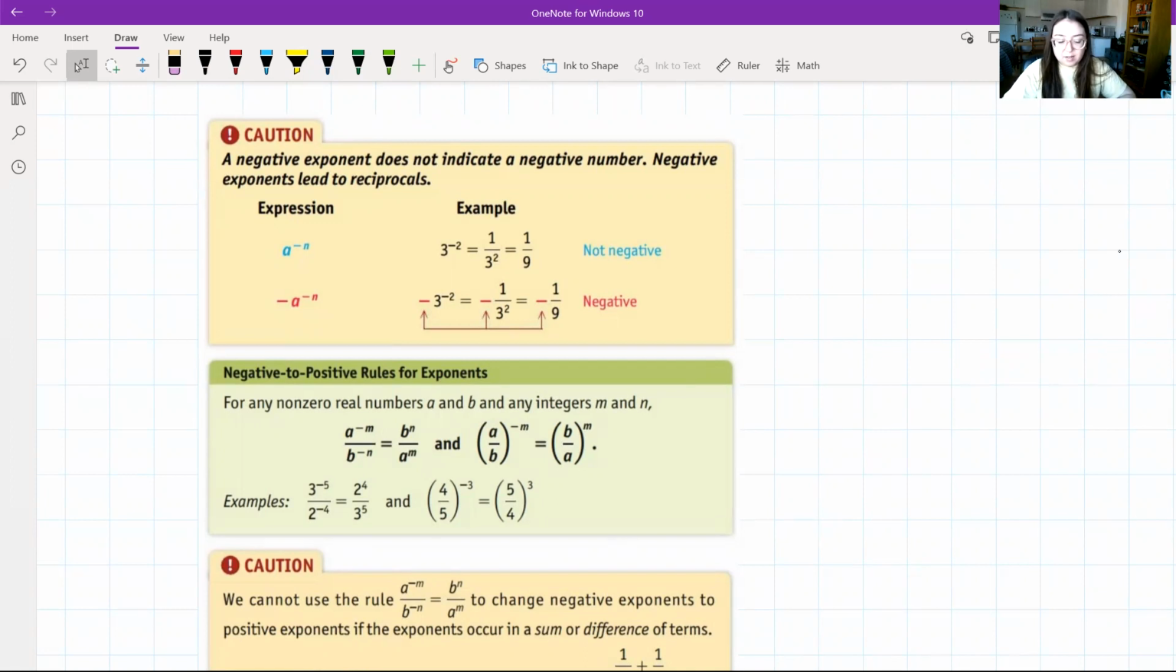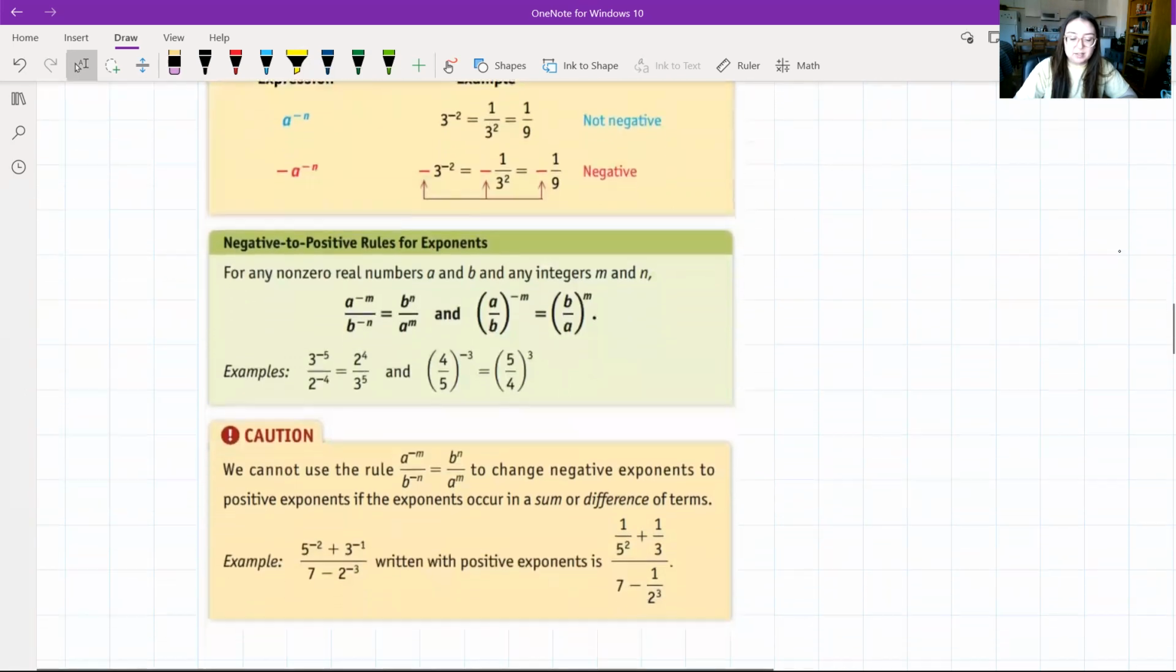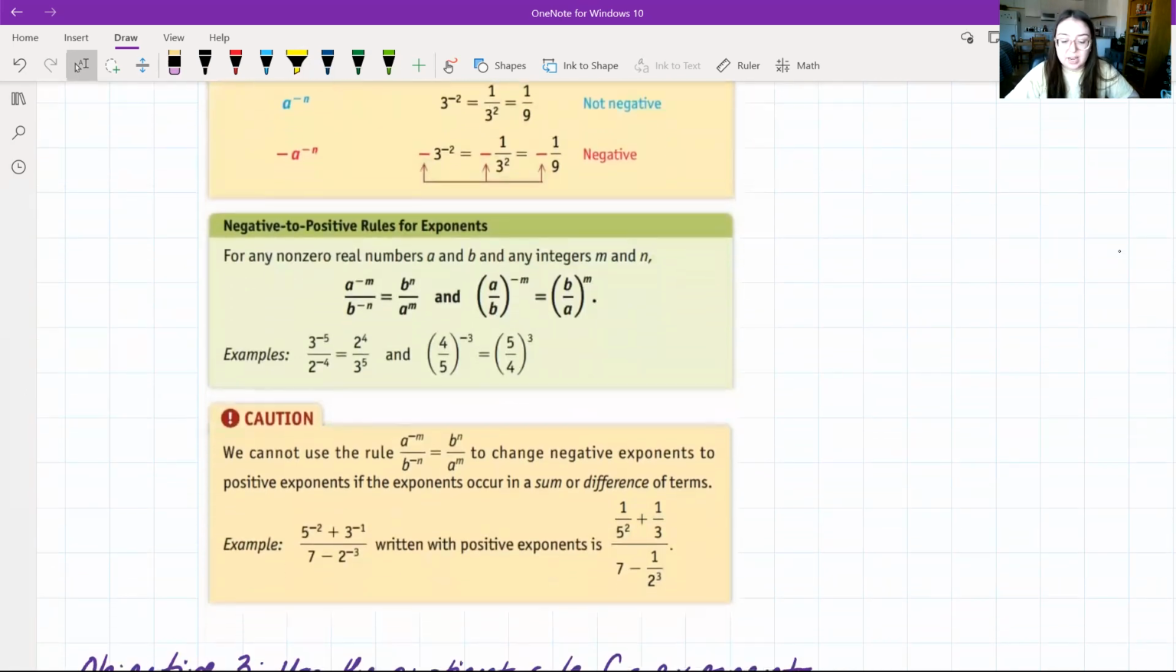All right, so then negative to positive rules for exponents. For any non-zero real numbers a and b and any integers m and n, a to the power of negative m divided by b to the power of negative n can be written as b to the power of positive n divided by a to the power of positive m. This is just like we did in our last example, where we flipped 2/5 to the negative power of 3 to 5 to the power of 3 divided by 2 to the power of 3.